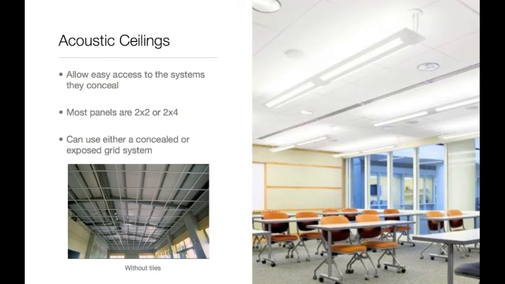Acoustical ceilings allow easy access to the systems they conceal. Most panels are 2x2 or 2x4. They can either include a concealed or an exposed grid system.